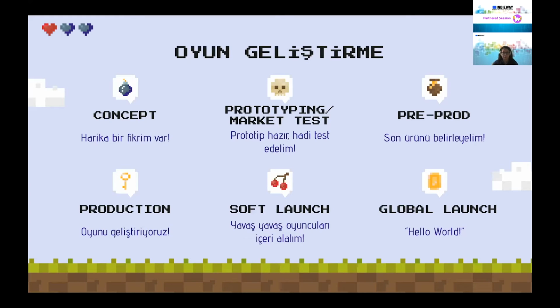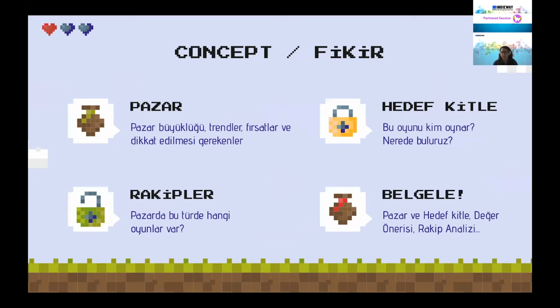So this is the process. You can just follow the steps. How about the gamers? If we are to include the gamers into this process, what could we do more? Now let's have a look at it a little bit.